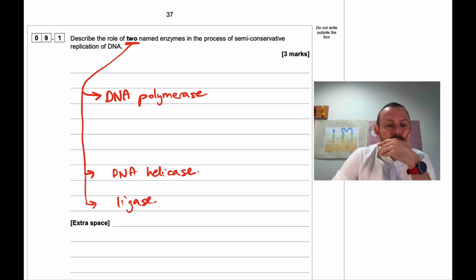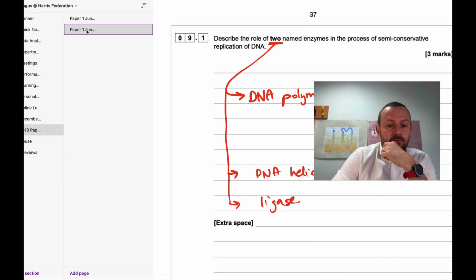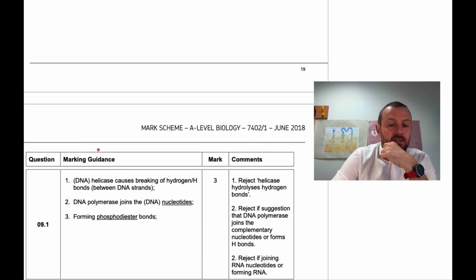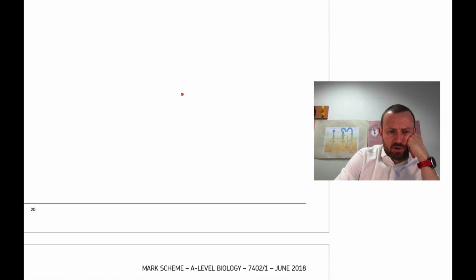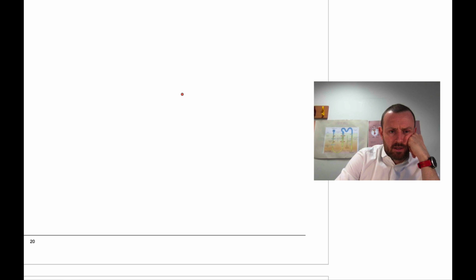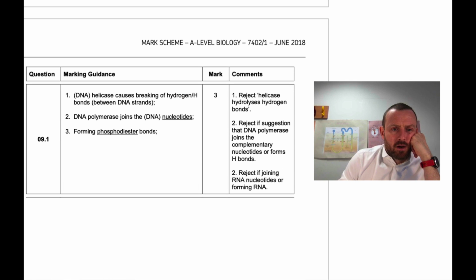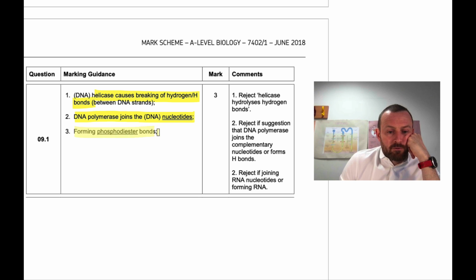Okay, let's look at the mark scheme for the things that you could have said, because I must assume there are a few different enzymes you could talk about. Okay, so it looks like you can talk about just two actually. Helicase, breaking hydrogen bonds. DNA polymerase joins the nucleotides. You've got to have the word nucleotides, forming phosphodiester bonds.